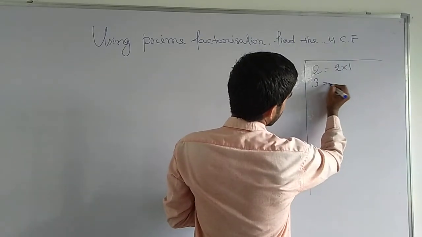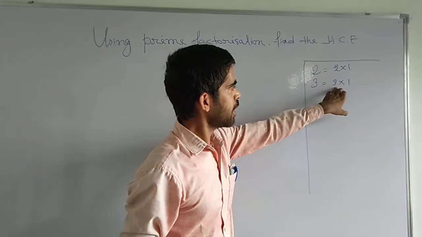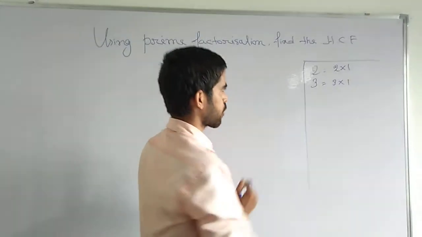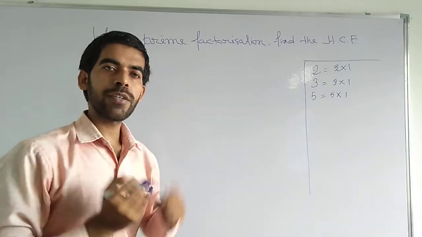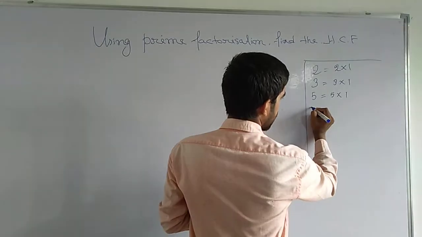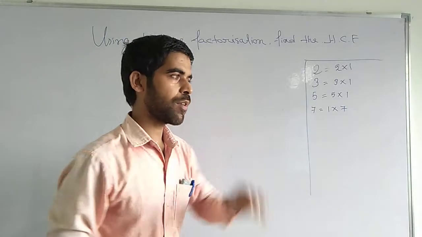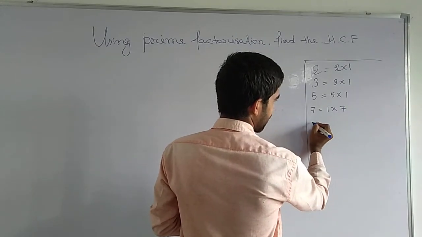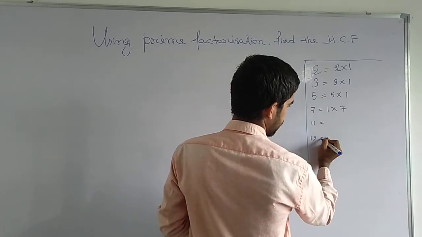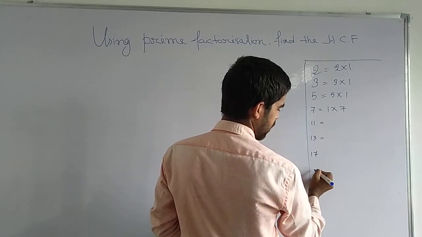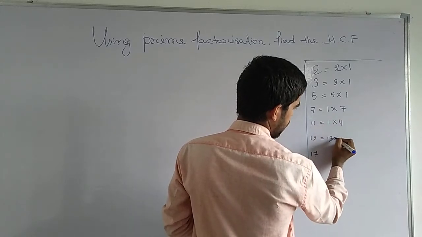Suppose 3: 3 into 1 is 3. So 3 has only 2 factors, the number 3 itself and 1. So this is a prime number. Now 5: 5 into 1 is 5. So 5 has 2 factors, so 5 is also a prime number. Now 7: 1 into 7. So 7 has only 2 factors, no other factor is there. Then 11, then 13, then 17, then 19. See, they all have only 2 factors.